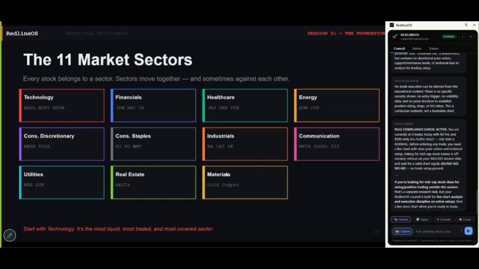And you have minerals or materials pretty much. Materials are going to be things like gold, silver, copper, and the rest.